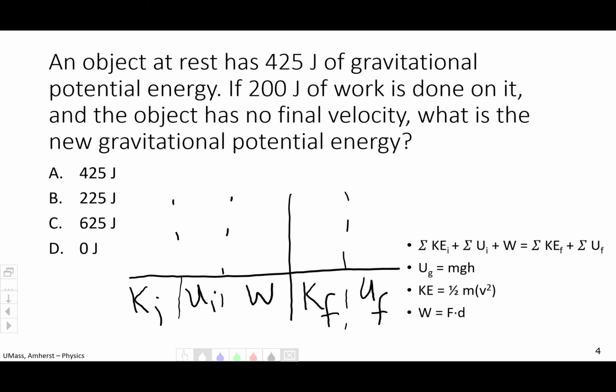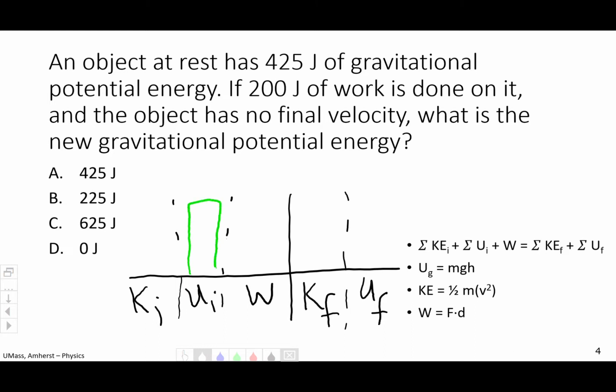So an object at rest has 425 joules of gravitational potential energy. If 200 joules of work is done on it and the object has no final velocity, then what is the new gravitational potential energy? All right, so we can use an energy bar chart to figure this out. It's very straightforward. All right, we start with 425 joules of gravitational potential energy.